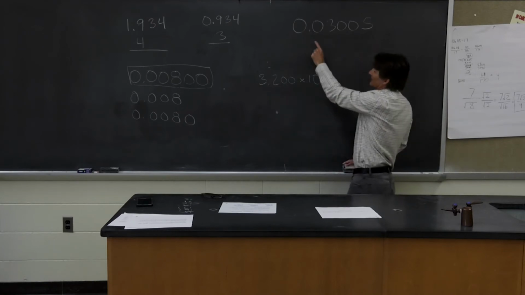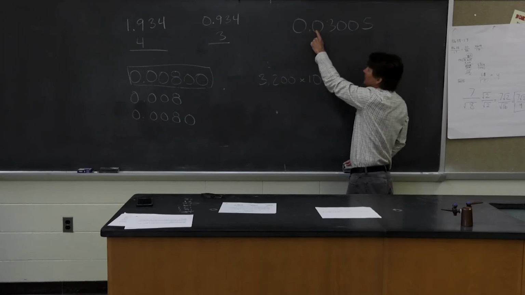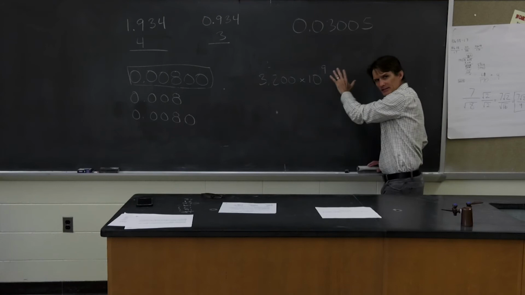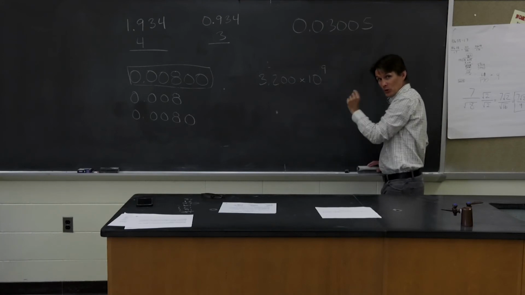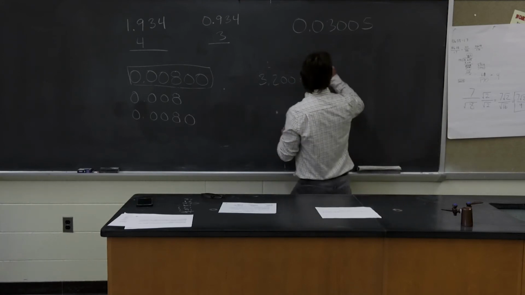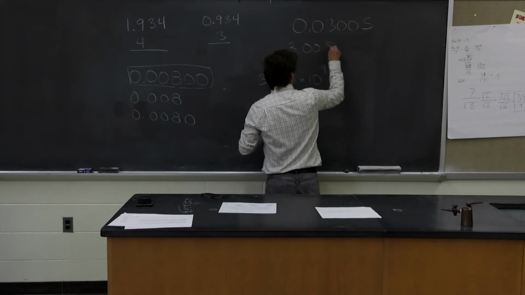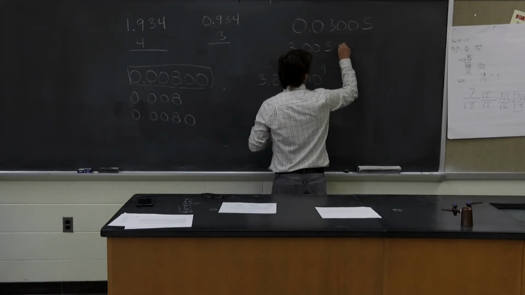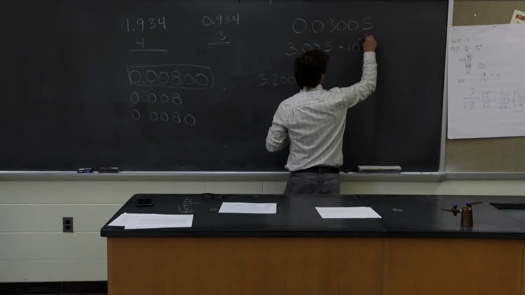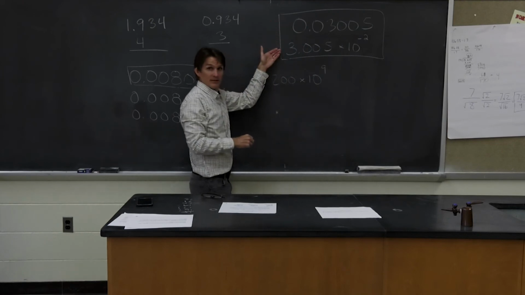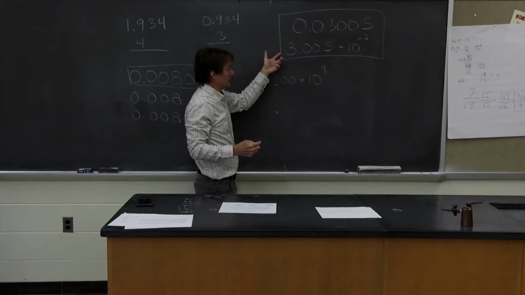So let's recognize that even this particular zero here is not significant. Let me show you why. If we were to write this number in scientific notation, what would it look like? Well, it would look like this. 3.0052 times 10 to the negative 2. These are both the same number, just written this one in scientific notation.